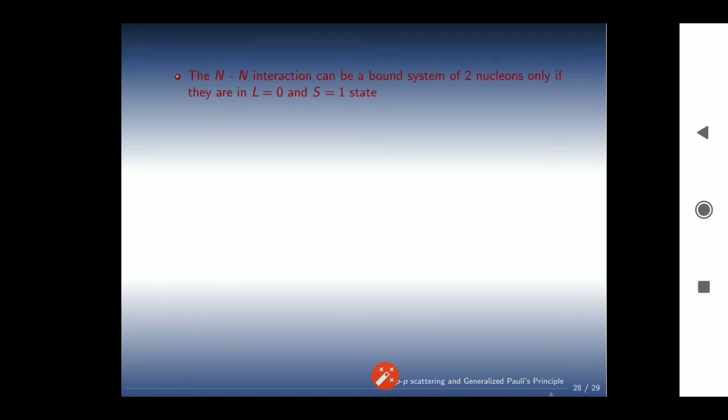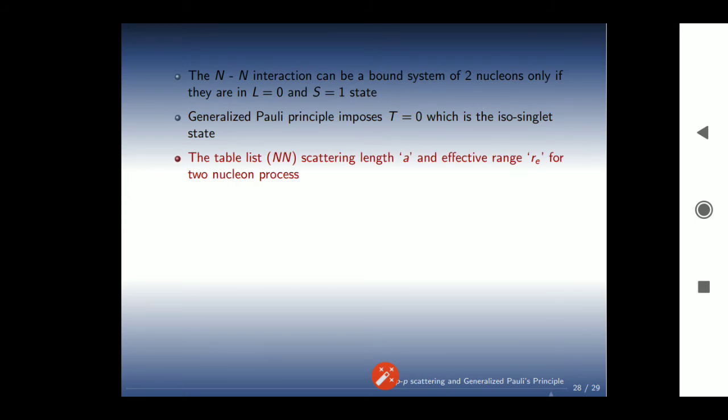Now for nucleon interaction, N capital represents nuclear interaction. To be a bound state, the two nucleons must exist in the L equals 0 and S equals 1 state. This is what we have understood from the earlier studies of the deuteron. So generalized Pauli's principle then implies T to be 0, an isospin singlet state, in order to have the total wave function antisymmetric.